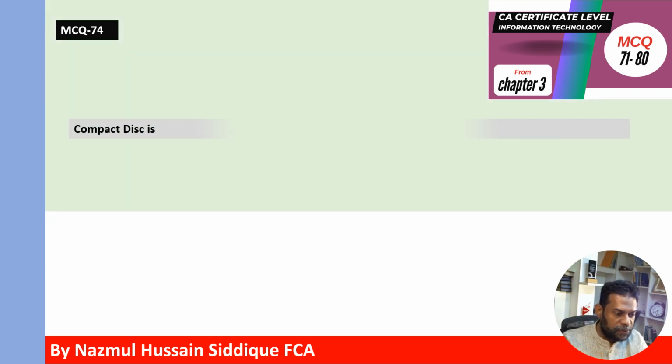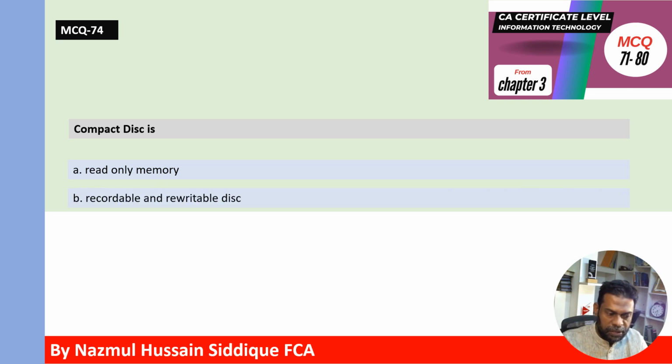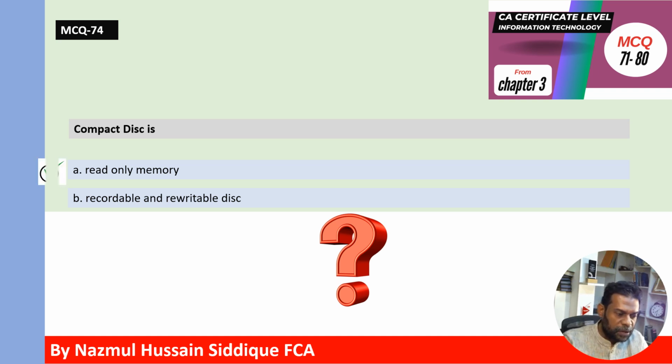MCQ 74. Compact disk is read-only memory or recordable and rewritable disk. Which one is the correct answer? Option A is correct. Compact disk means CD. CD is read-only memory.